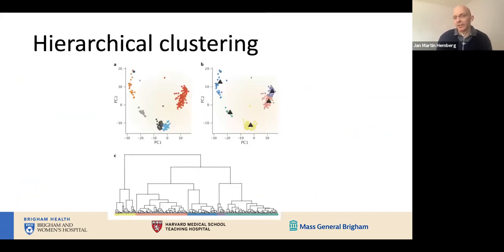Another generic clustering strategy is called hierarchical clustering. This is not very popular in the single-cell field, I think mainly because it's quite slow, scaling quadratically with the number of cells that you have. One major advantage of hierarchical clustering, however, is that it doesn't give you just one solution, but multiple solutions. You get this type of tree here, and once you have that, you can choose where you want to cut in the tree, and that will give you the final outcome.